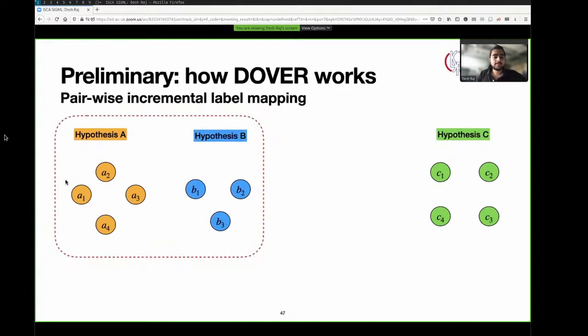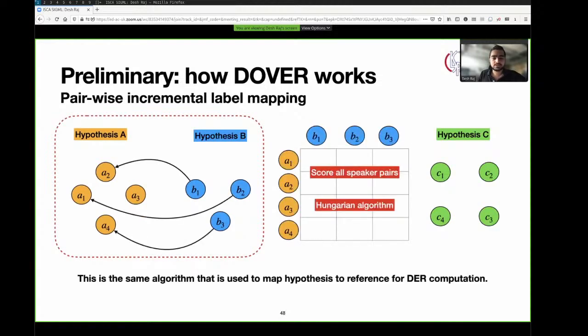That's important. How DOVER works is that it takes the hypotheses two at a time and incrementally maps them into the same space using the Hungarian algorithm. So if you think about the DER computation step, to compute the DER between a reference and a hypothesis, this is essentially what is done. You map the reference and the hypothesis using the Hungarian algorithm to the common label space and then compute the DER. So it uses the same principle and the same algorithm to map hypothesis B to hypothesis A by constructing this table where each table entry is a score between the corresponding speaker pairs.